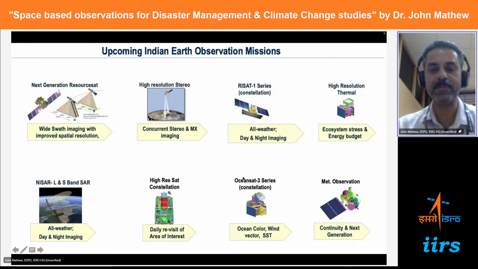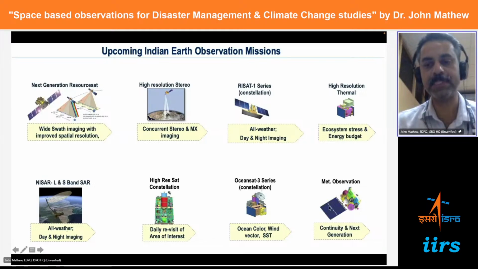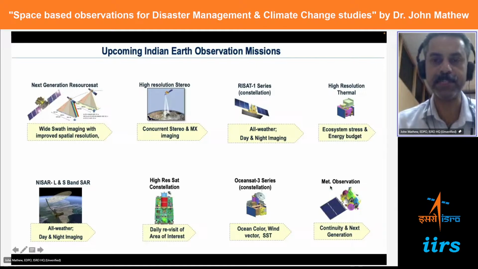And we also are going to have a complementary satellite for our OceanSat-3 satellite. We will be moving to the next generation INSAT series of satellites, the fourth generation INSAT, which will be very good for atmospheric observations.